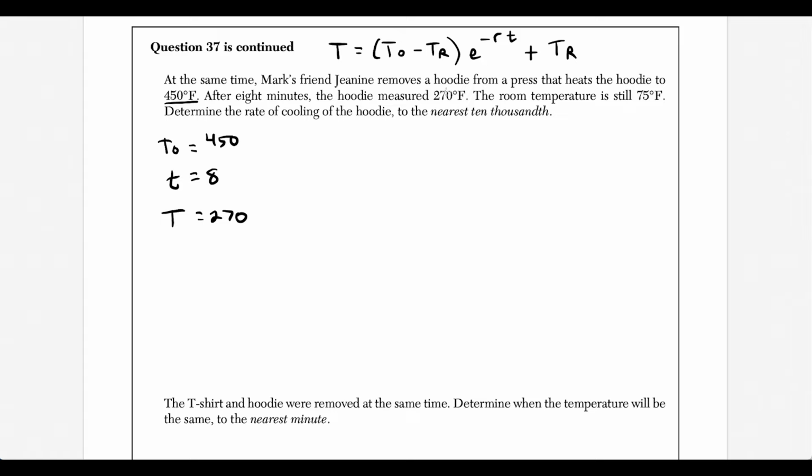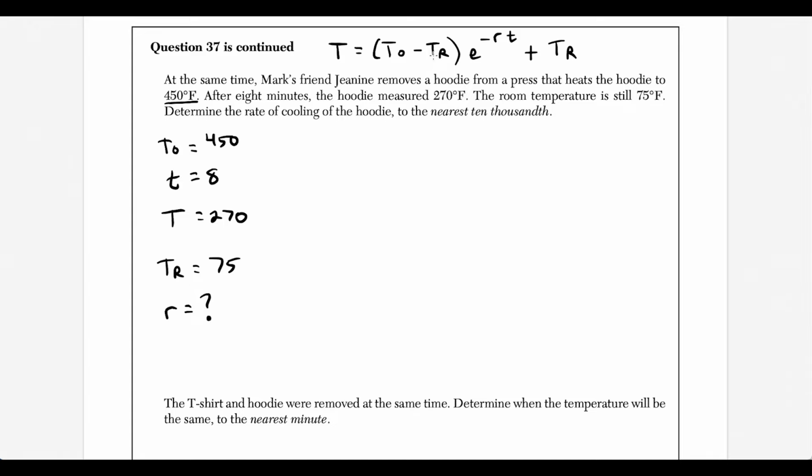And I borrowed this formula from the previous page here because we're going to need to plug into this in a moment. And then we have the room temperature is still 75 degrees Fahrenheit. So that's the temperature of the room is 75 degrees Fahrenheit. And we want to determine the rate of cooling of the hoodie. So that's lowercase r equals blank. That's what we're looking for.